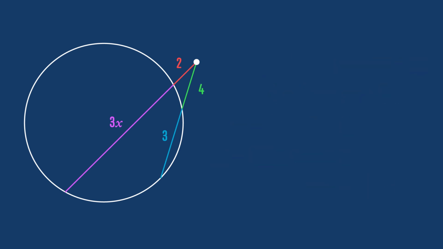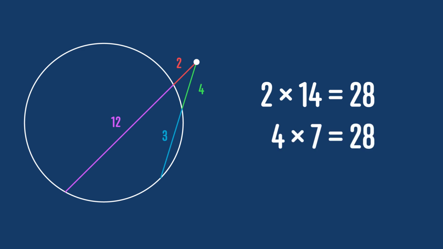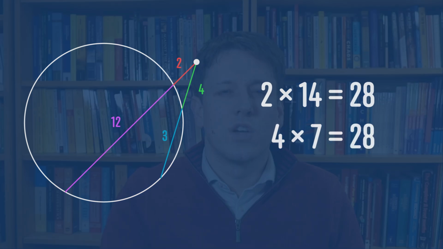We can double check that this works, as this means that 3x equals 12, and so the lengths for the intersecting secants theorem are 2 and 14, and 4 and 7. 2 times 14 equals 28, and 4 times 7 equals 28 too, and so everything works. So how do we prove this second case? It actually works in a similar way to the first case.